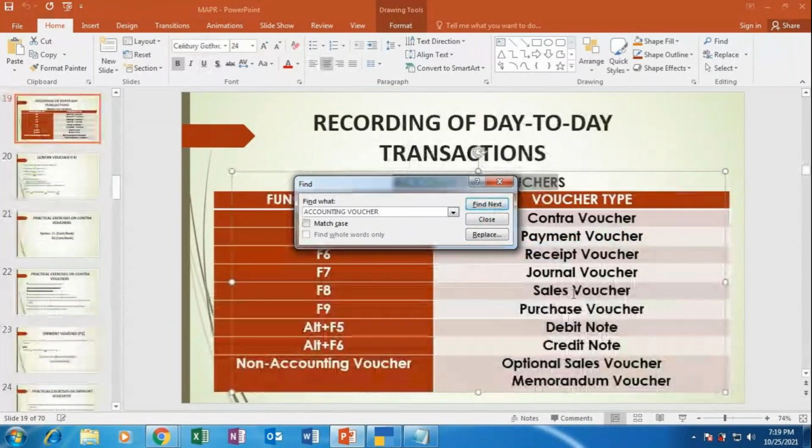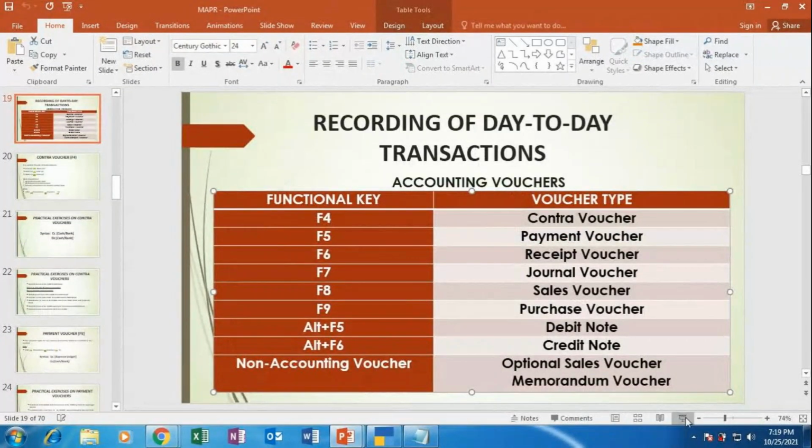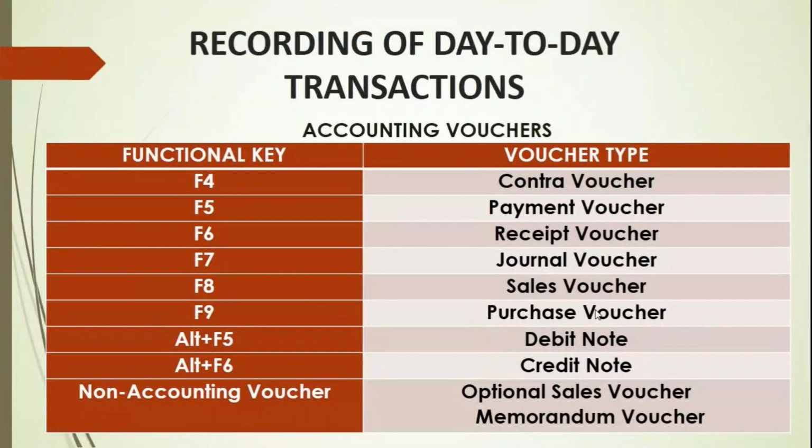Here we have the accounting vouchers: contra vouchers, payment vouchers, receipt vouchers, journal voucher, sales voucher, purchase voucher, debit note, credit note. We have optional sales voucher and memorandum, which we have kept at the last as non-accounting. Until the credit note, they are all accounting vouchers, which means whenever we pass these vouchers, it will affect my financial statements.